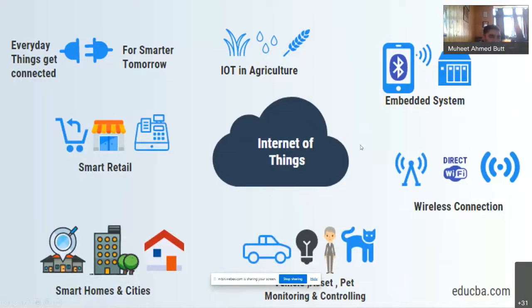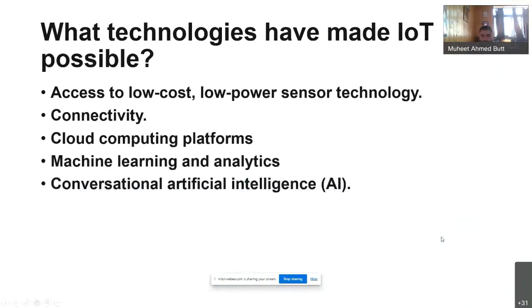Now, I'm giving you an overview of IoT in agriculture. You can use IoT in agriculture, in embedded systems, and in wireless biological applications. Now, these are the technologies which have made IoT possible. Obviously, it is access to low cost, low power sensor technology. We have wonderful connectivity. And obviously, when these IoT devices are placed on the clouds and we are using a cloud interface for running them, we have cloud computing platforms.